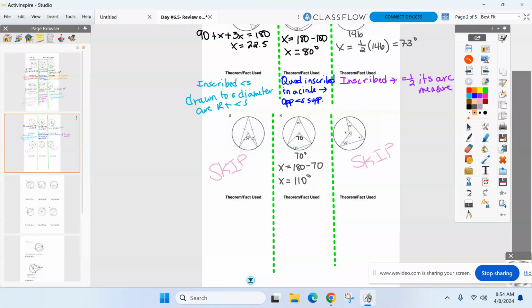What did we just use to find that 110? Quadrilateral. Inscribed. Yep, let's go. Quadrilateral inscribed in a circle implies opposite angles supplementary.